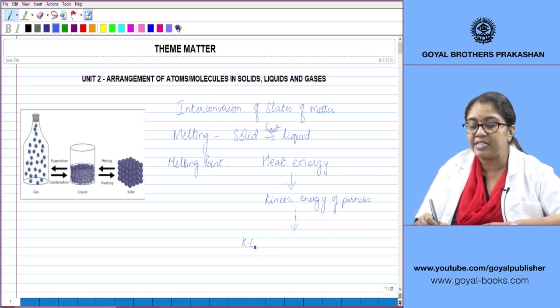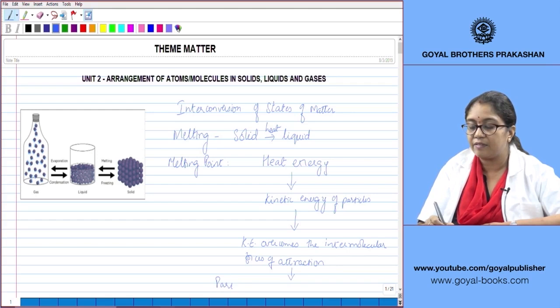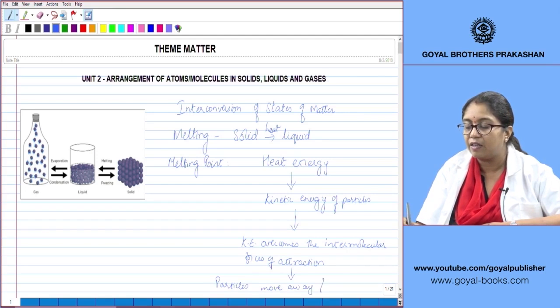the intermolecular forces of attraction, and then the particles move away from their position.